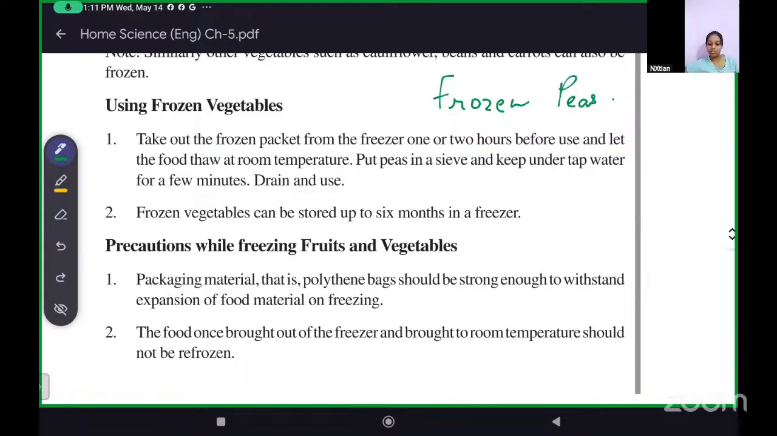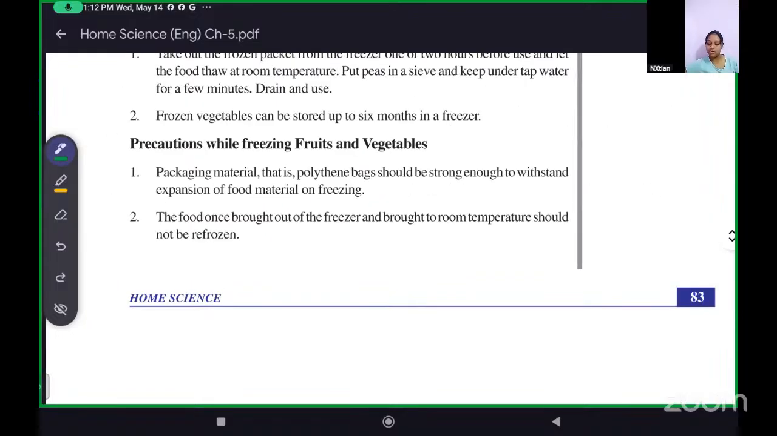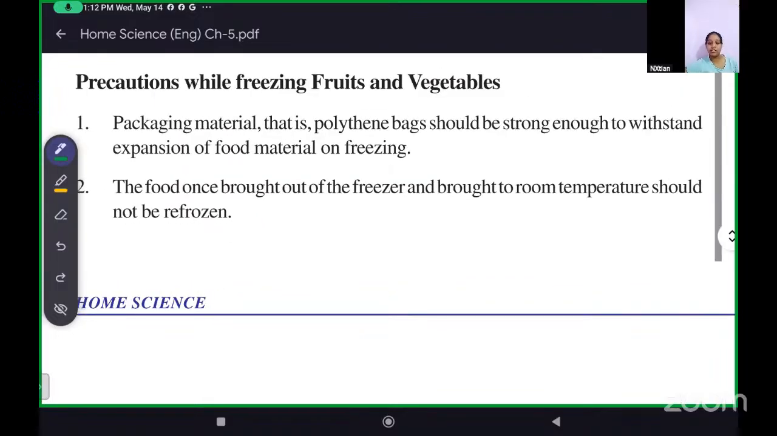Now, what are the precautions that we should take while freezing fruits and vegetables? Packaging material, that is polythene bag, should be strong enough to withstand expansion of food material on freezing. There is also some expansion of this food material that takes place when they are being frozen. So the polythene bag should be strong enough to withstand the low temperature and the expansion of food material. Then the food once brought out of the freezer and brought to room temperature should not be refrozen.